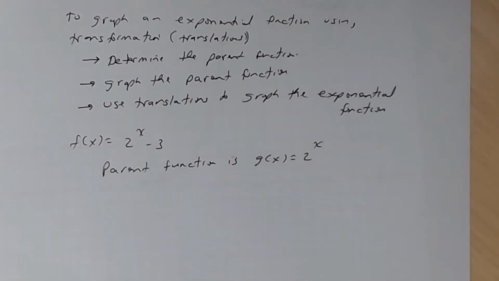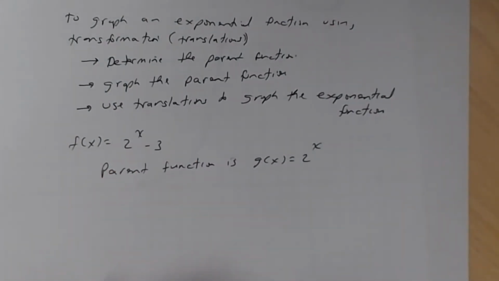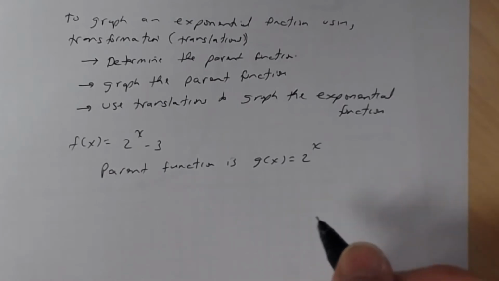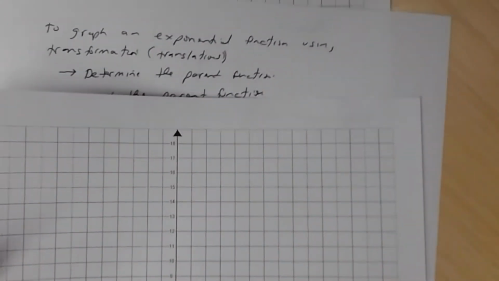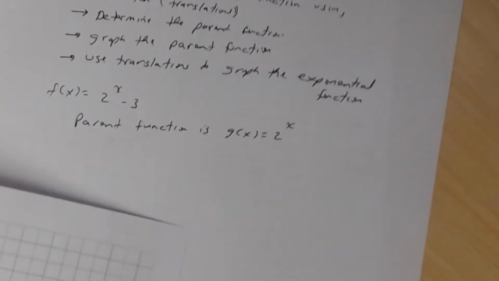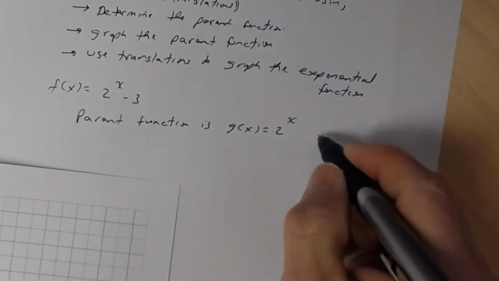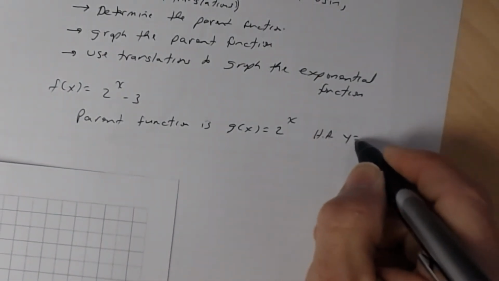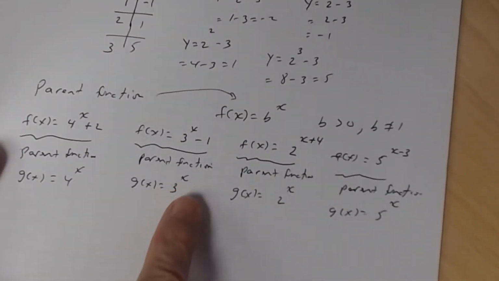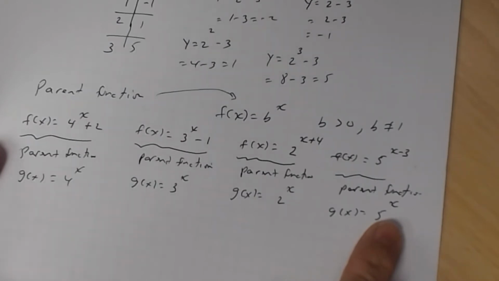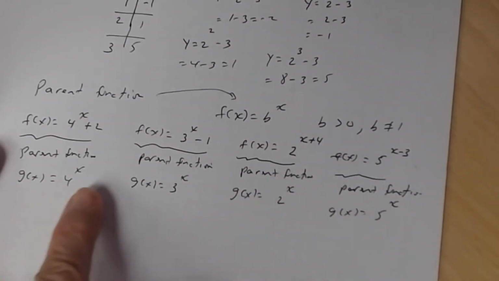Okay? Now, once you determine the parent function, you're then going to graph the parent function. Graphing these exponentials is pretty easy to do. From here, you can tell me the horizontal asymptote. The horizontal asymptote is y equals 0. In fact, if you look at all these parent functions, what is the horizontal asymptote? Well, it's all the same. It's the x-axis in each case.